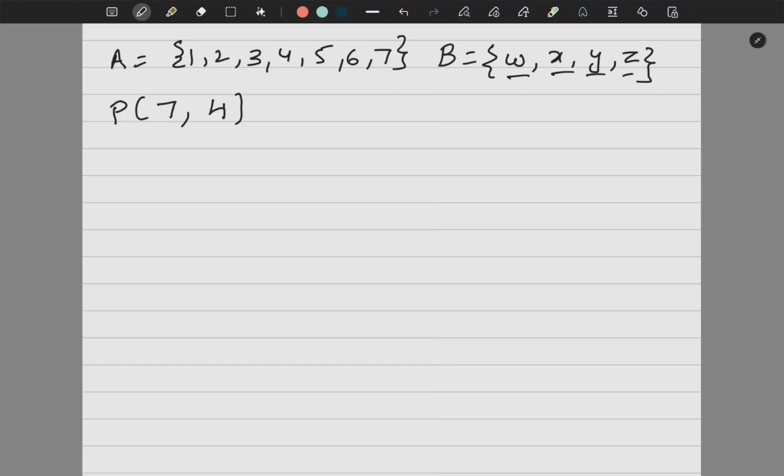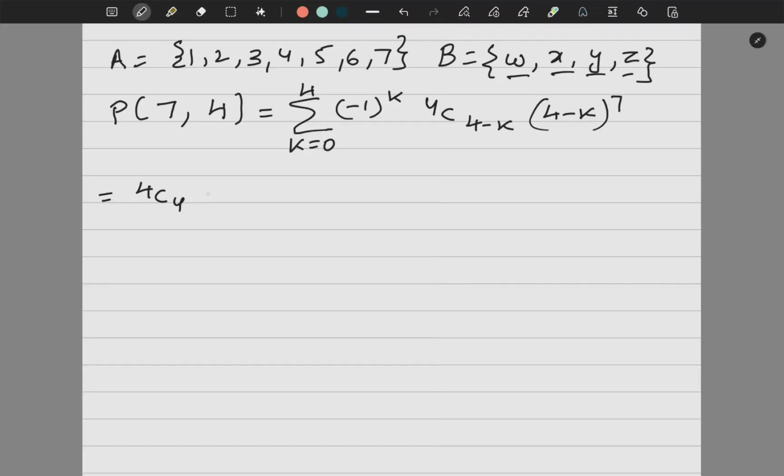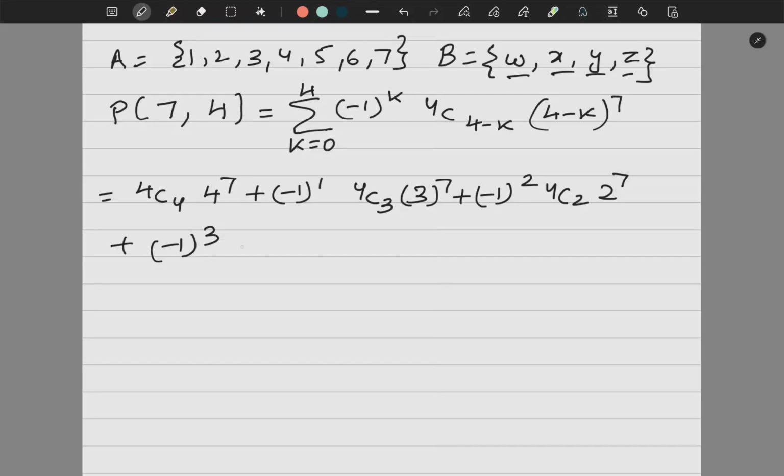Right? Now apply the formula. If you apply the formula, this is summation, k equal to 0 to n, n is here 4, minus 1 to the power k, 4Ck, (4 minus k) to the power 7. Now open the summation. What you will get? 4C4, 4 to the power 7, plus minus 1 to the power 1, 4C3, 3 to the power 7, plus minus 1 to the power 2, 4C2, 2 to the power 7, plus minus 1 to the power 3, 4C1, plus minus 1 to the power 4, 4C0, 0. Correct?